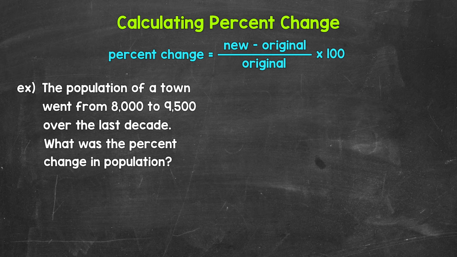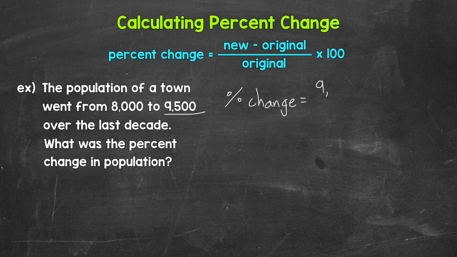Let's jump into our example where the population of a town went from 8,000 to 9,500 over the last decade. What was the percent change in population? So let's set this up. Percent change equals, and now we need to do the new value minus the original value. Well, the new value is 9,500. That's where the population is right now.